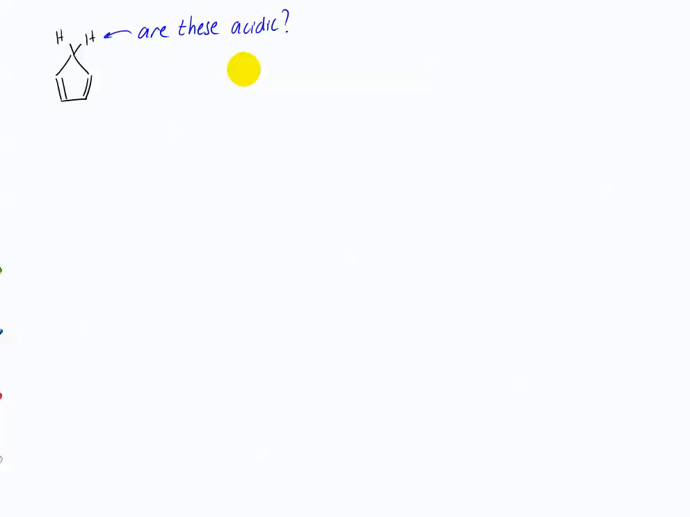So let's look at what happens when a base deprotonates cyclopentadiene. We look at the conjugate base, as always when we're judging acidity. So that's the conjugate base. Is that conjugate base aromatic?